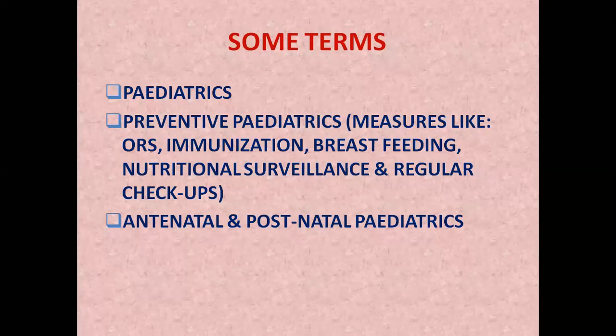So many developed countries have preventive pediatrics in the pediatric departments in their hospitals. Breastfeeding prevents the children from so many diseases. Nutritional surveillance, regular checkups, these are all examples of preventive pediatrics. And already I said that antenatal pediatrics means that when the child is in the womb of the mother, and postnatal when the child is born.